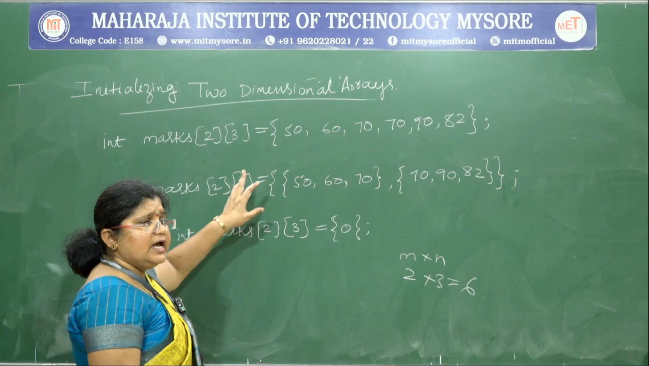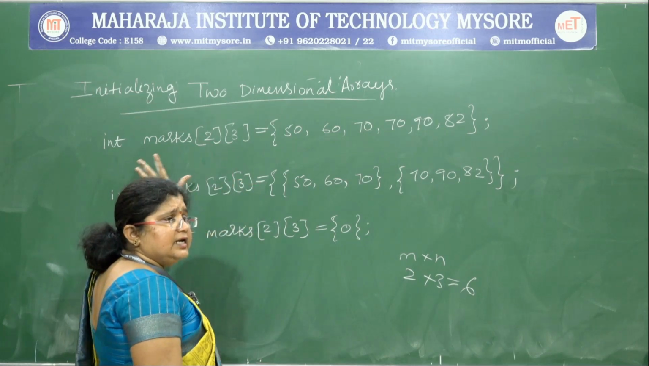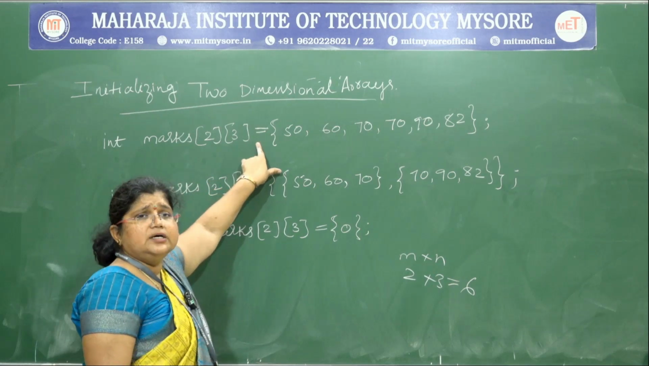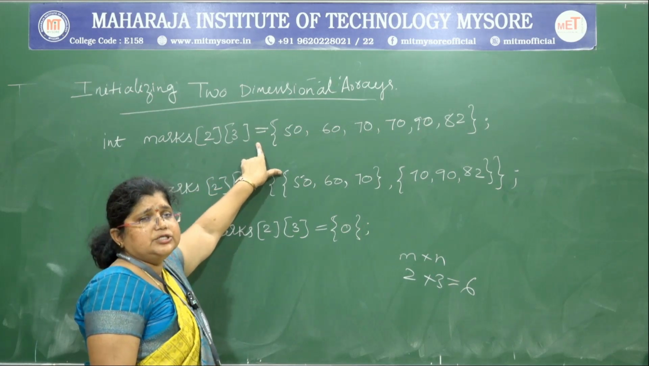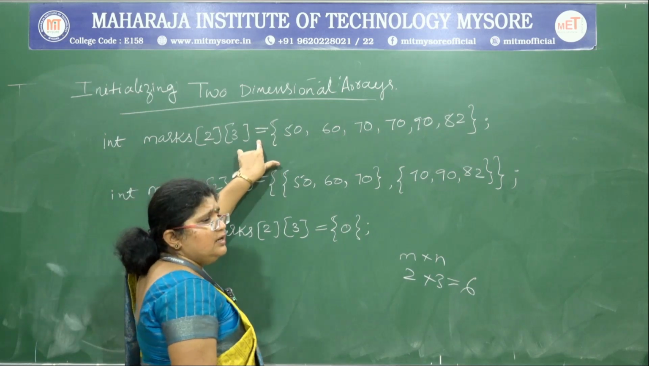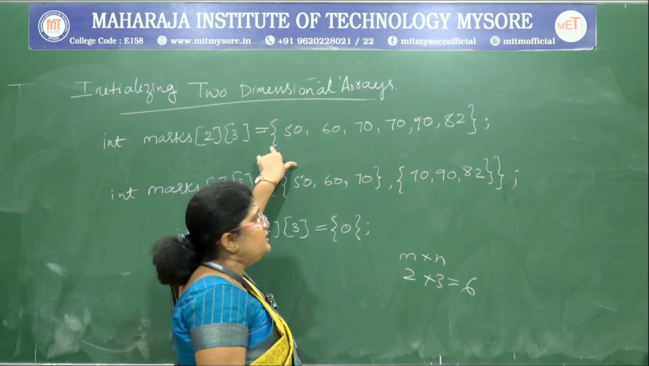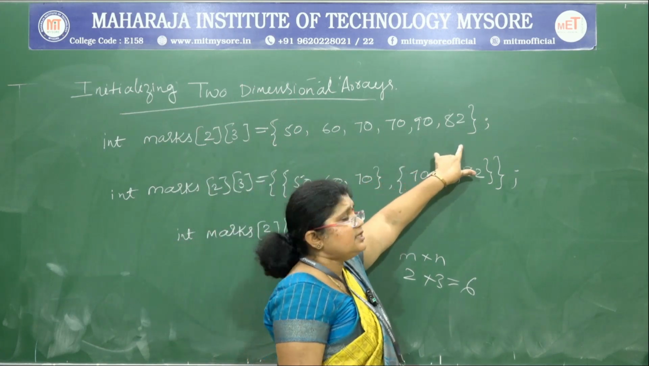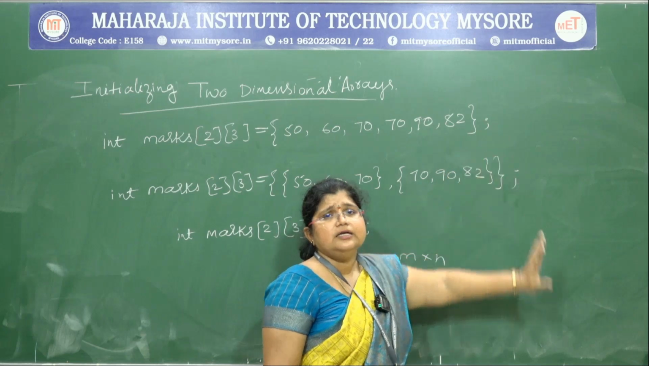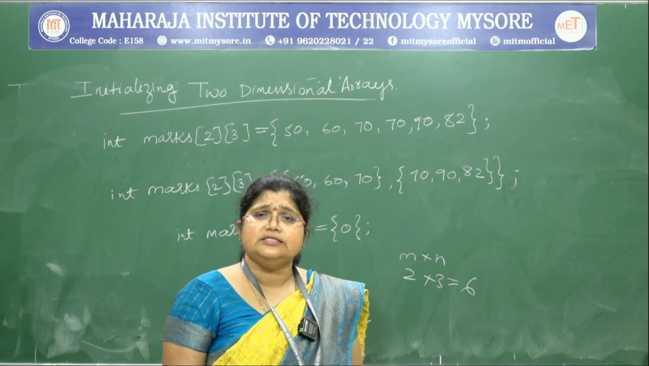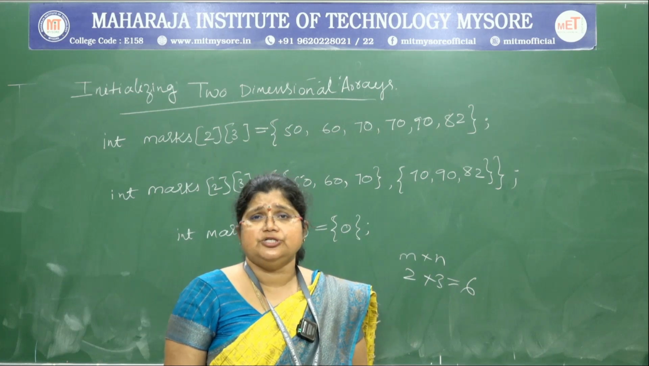By using the assignment operator in the declaration part itself, we assign the values to the memory location, or to the two-dimensional array. Here is the example with a curly brace open, and then we store the 6 elements, close the curly brace and semicolon, which is the end of the statement. This is one way of assigning the values to the two-dimensional array.